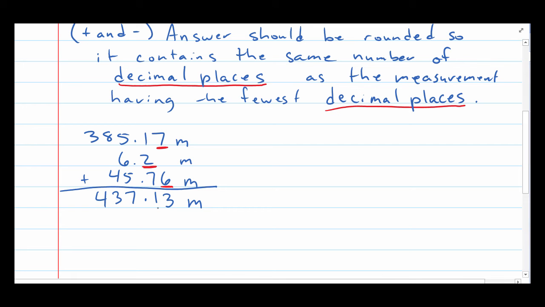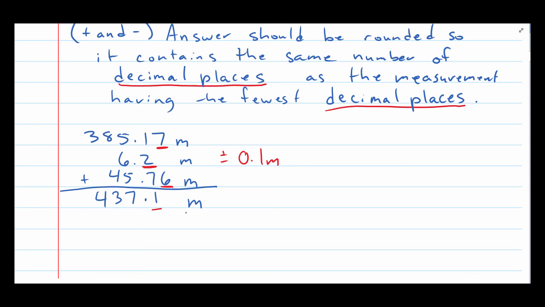And we should round it off to 437.1 as the answer. And that's because this one right here is uncertain to the tenths place. And because it is uncertain to the tenths place, that means that the tenths place is going to be uncertain down here in these measurements.